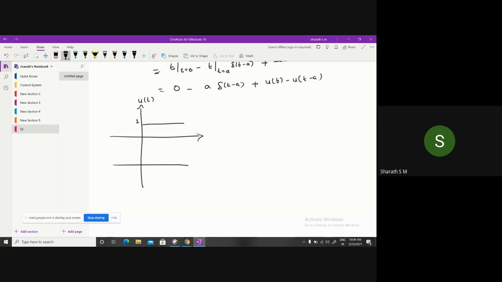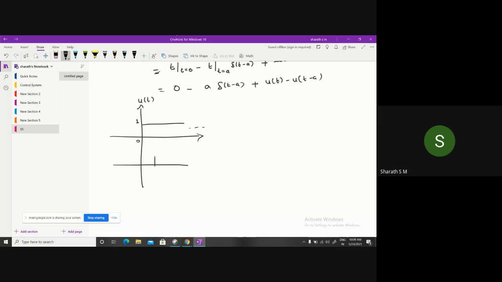What about u of t minus a? A to infinity. So once you subtract these two, what will be the intermediate result? 0 to a. Yes. Once we subtract these two signals, we get the signal only from 0 to a.